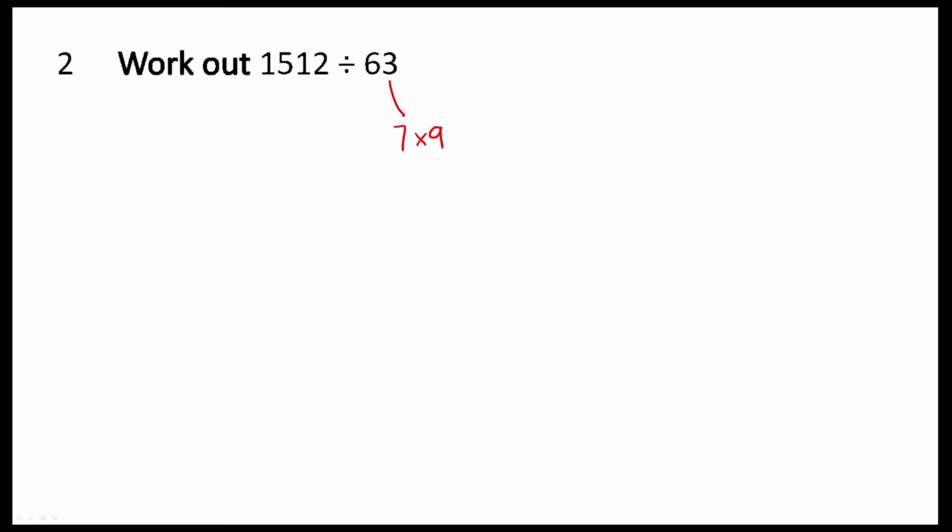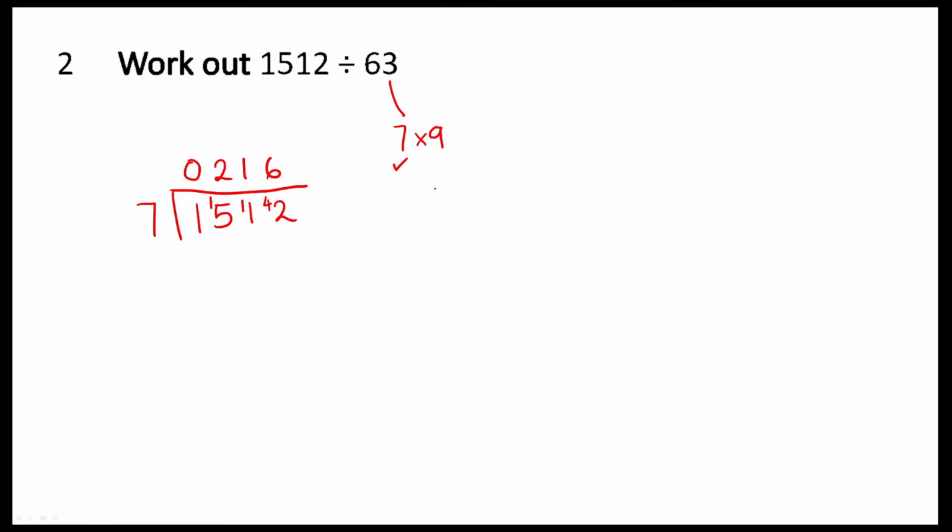So let's have a go at doing this now. We want to start off by dividing by 7, so I'm going to have a bus stop with 7 on the outside, and inside my bus stop I've got 1512. 1 divided by 7 is 0, remainder 1. 15 divided by 7 is 2, remainder 1. 11 divided by 7 is 1, remainder 4. And lastly, 42 divided by 7 is 6. So I know 1512 divided by 7 is 216.